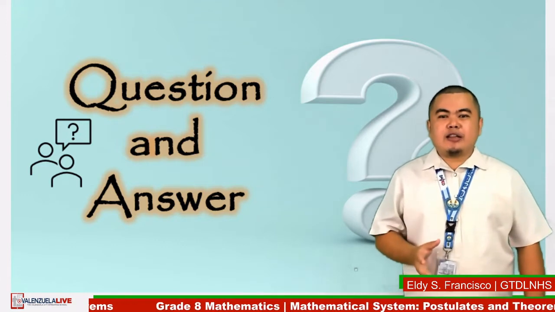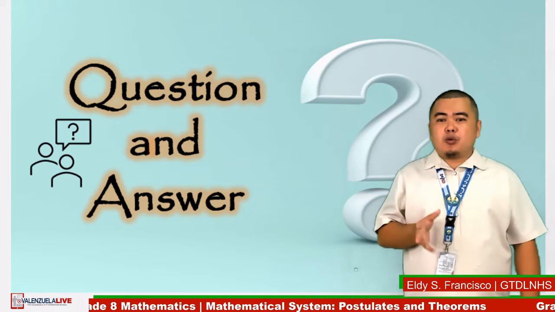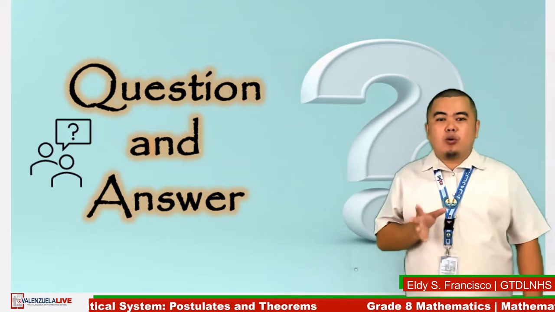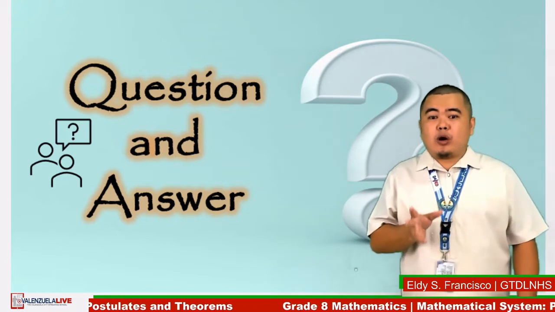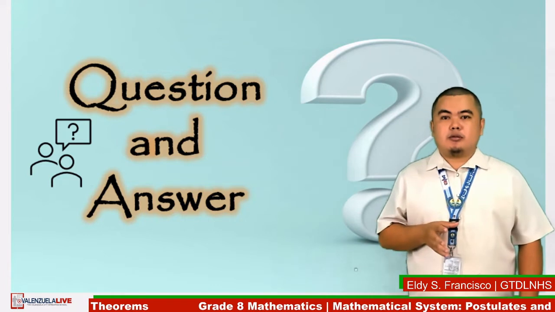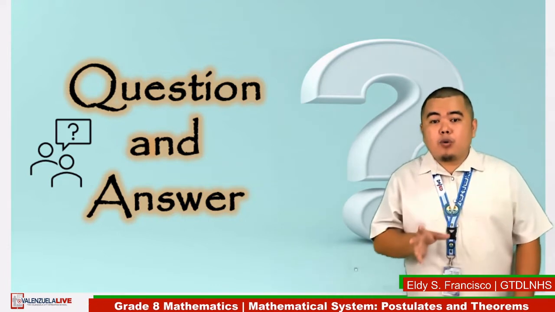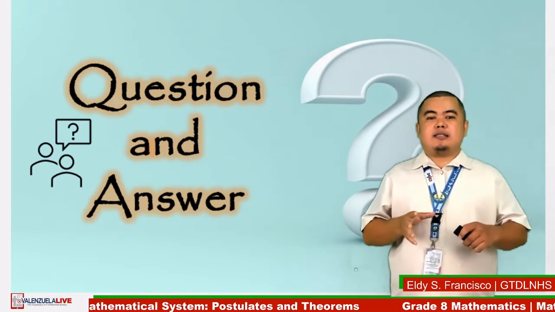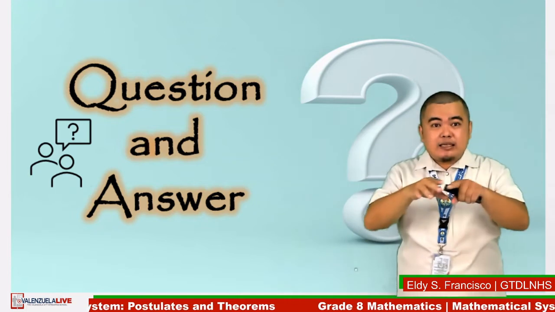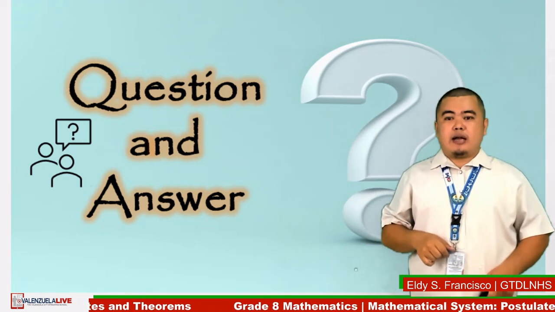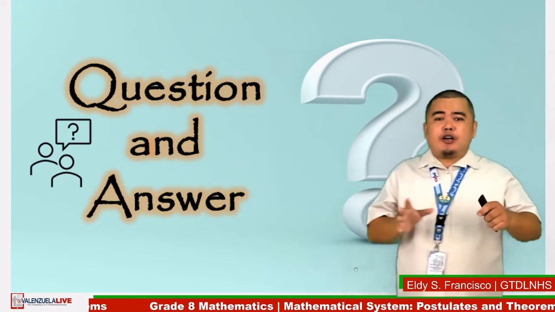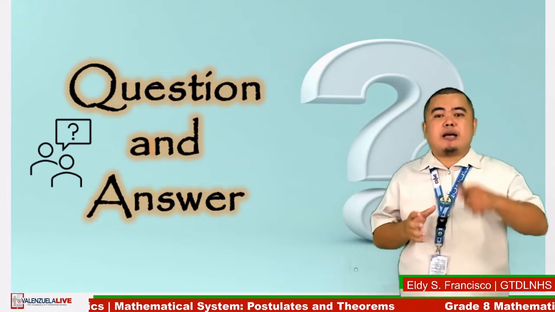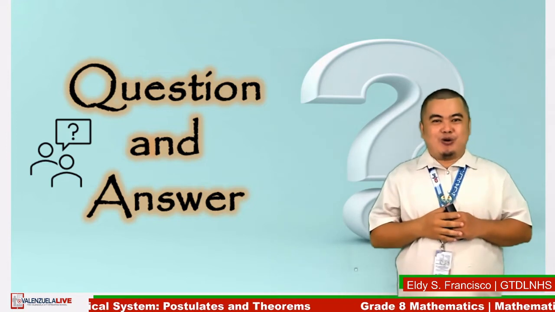Sir, what are the other ways in writing proof aside from the two that we had discussed? Okay, that is a good question. One of the other ways aside from the two is what we call the flow chart, in which the statements and reasons are organized by boxes and arrows. Right? Okay. I think if you have further questions about our topic, you can note down your question and ask your subject teacher in your follow-up classes tomorrow.